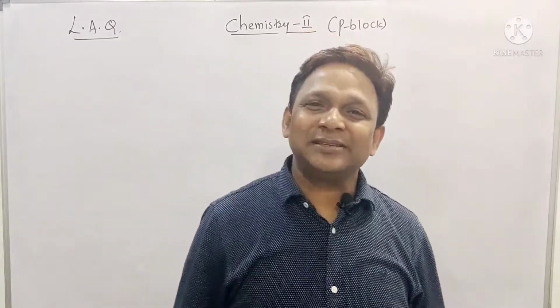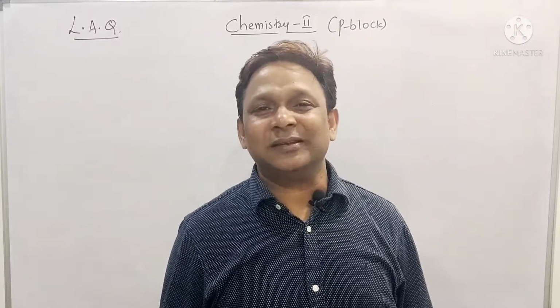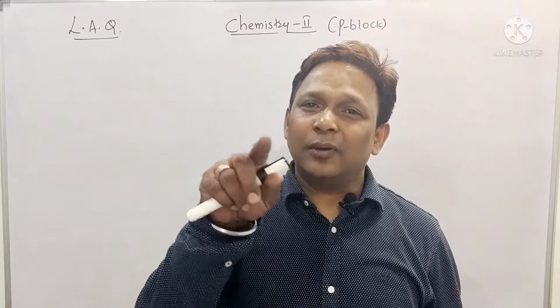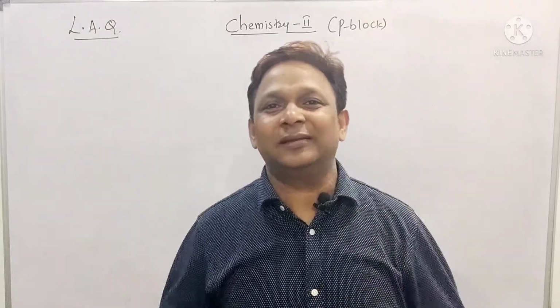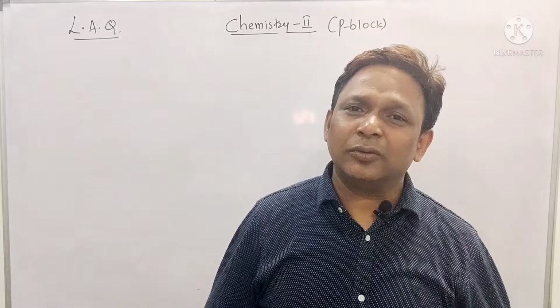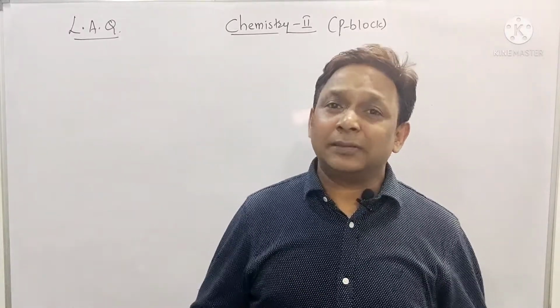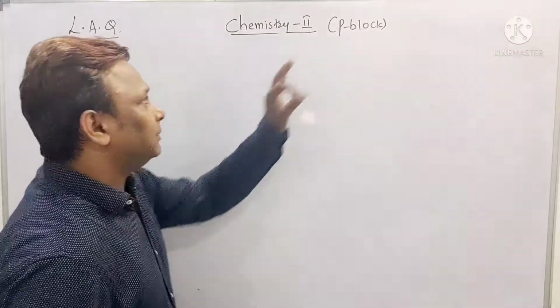And the last one is AgCl. Ammonia reacts with AgCl: 2 moles of NH3 plus AgCl gives rise to [Ag(NH3)2]Cl. Right? It is a colorless complex compound. Right, first LAQ over. Chalo, we'll go with the second LAQ, that means manufacture of nitric acid by the Ostwald process. It is also there in P block.